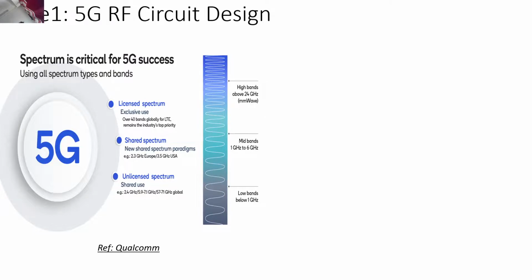Now coming to the case study of 5G, this is taken from a Qualcomm reference. There are three bands, right? One is below 1 GHz, one is between 1 to 6 GHz, and another is above 24 GHz. This is the millimeter wave band, right? So now why was this concept of FT important to you? Because of the circuit that I have designed, let's say, in these two bands, right?